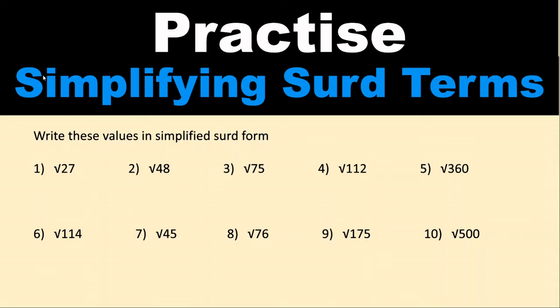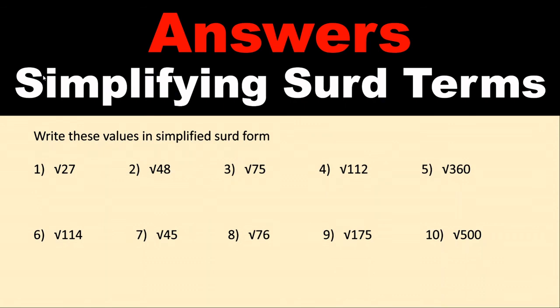Here come your answers. For question 1, the square root of 27 is the same as the square root of 9 times the square root of 3. 9 can obviously be square rooted, that's 3 root 3. The square root of 48 is the square root of 16 times the square root of 3, which is 4 root 3. Be careful, it's not just 2 root 12.